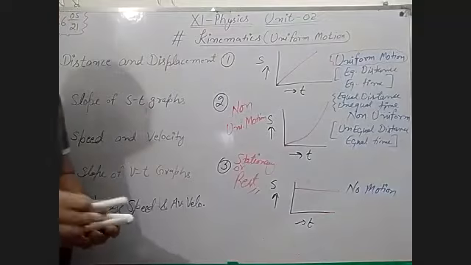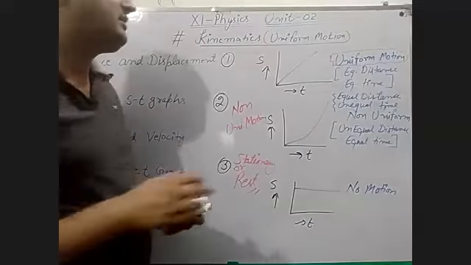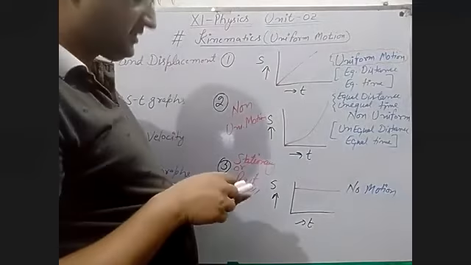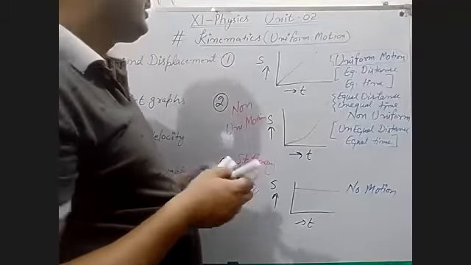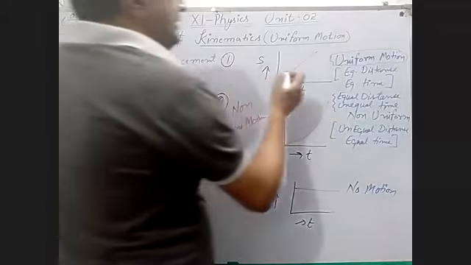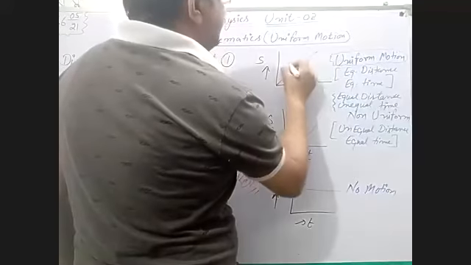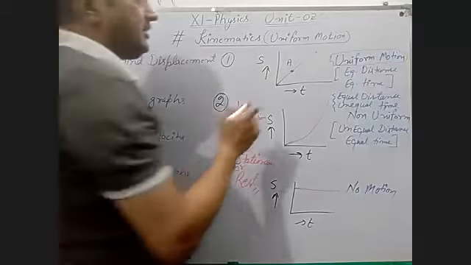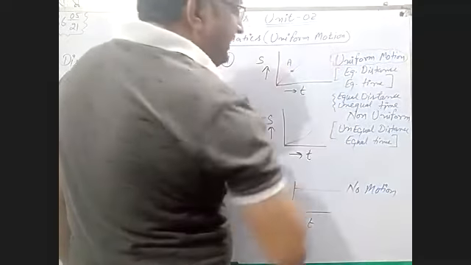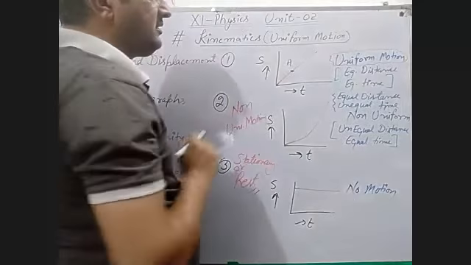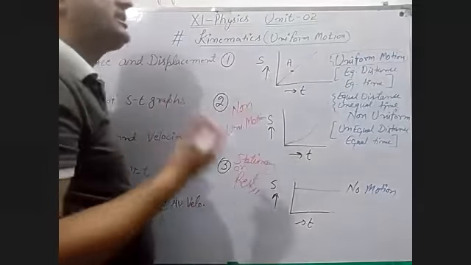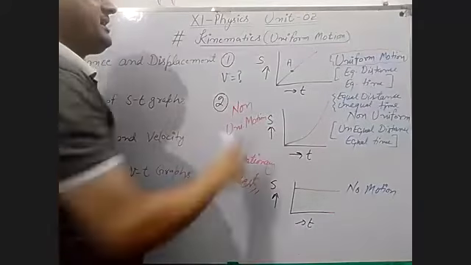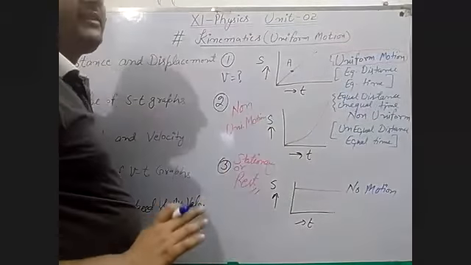But here the question is, how can you take the slope of all these things? Suppose I want to take the slope at this point A. Now the best method is this. If you want to find the slope at point A, what is the value of velocity or speed, we can say, by taking the ratio of S and T, we can calculate the V value.